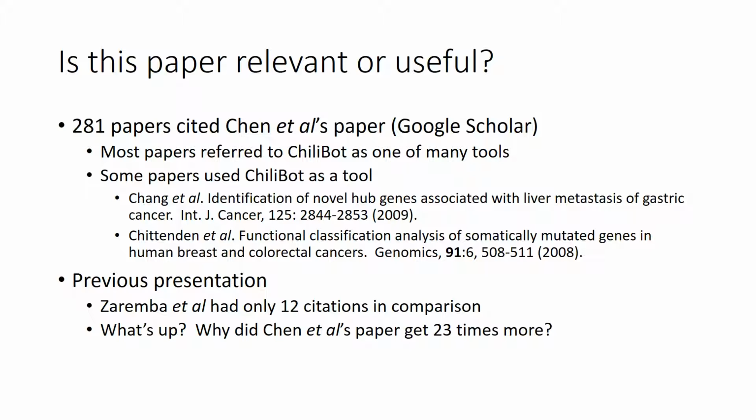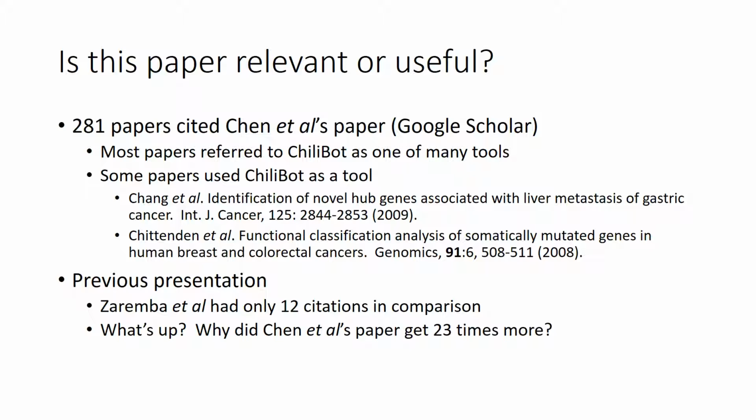So, why is this paper by Chen et al. significant? Well, the paper by Zaremba et al. only had 12 citations, but this article had 281 citations, so I wondered what the difference was, and that made me curious, which guided me to reading this specific article.